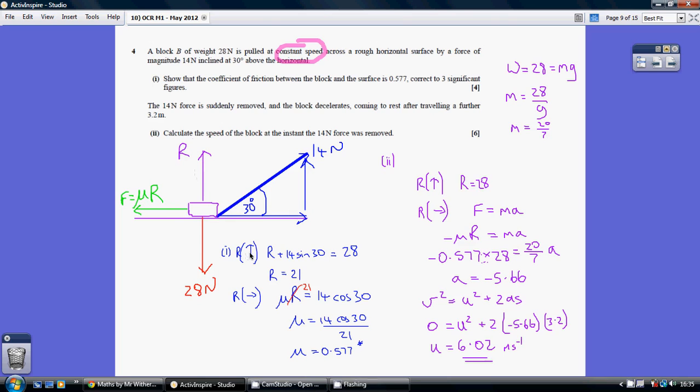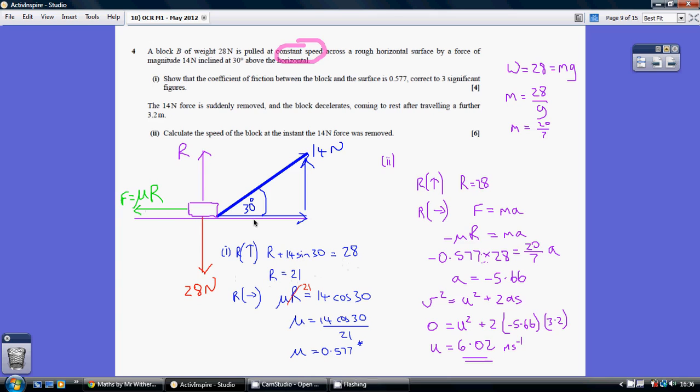To start off, we need to resolve vertically in order to work out R, because we need that in part 2. So the force is going upwards. We've got R plus this component of the 14. So that's 14 sin theta, opposite the 30. Those are the two forces going upwards, and the only force going downwards is the 28, allowing us to work out R to be 21.